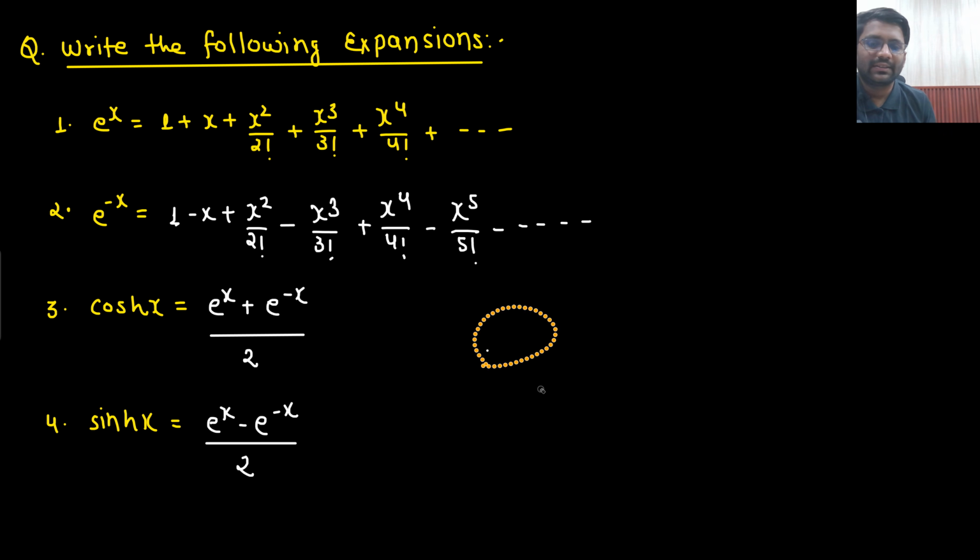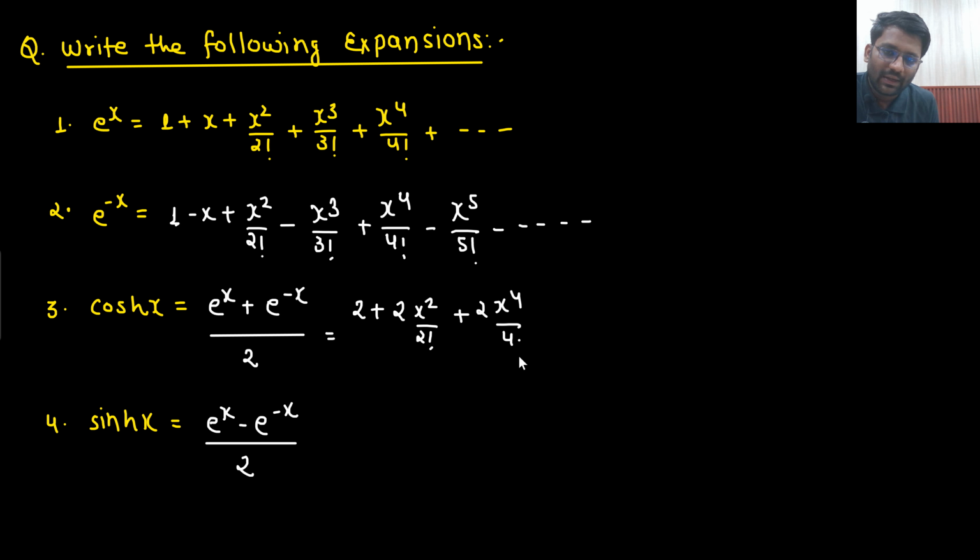So cos hyperbolic x is e to the power x plus e to the power minus x divided by 2, and sin hyperbolic x is e to the power x minus e to the power minus x divided by 2. Now what you need to do? Add both of them, then divide by 2. So if I add both of them, 1 plus 1 will become 2, plus x minus x 0, then 2 into x square by 2 factorial, plus add both of them 0, then 2 into x to the power 4 divided by 4 factorial. Then next the negative sign would be there, all these will be cut down.